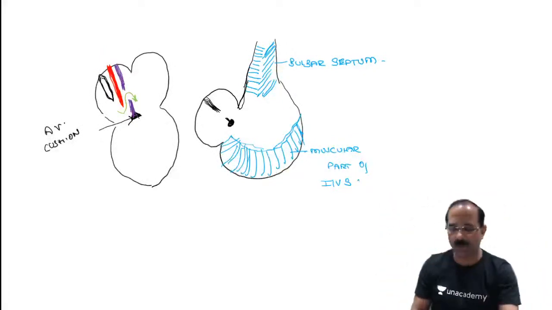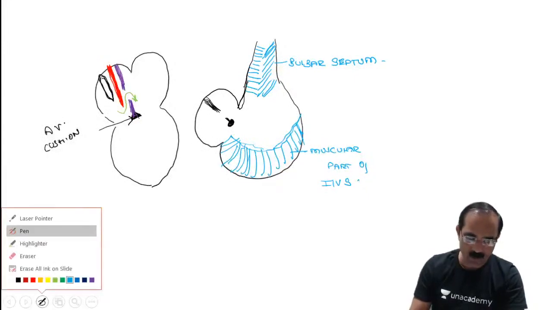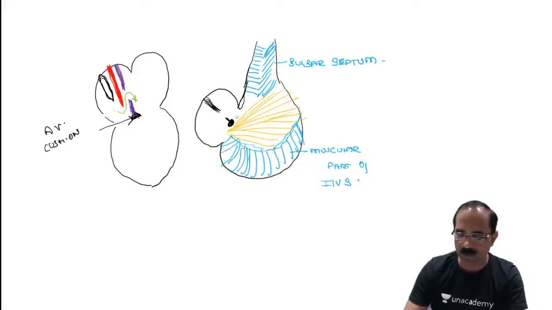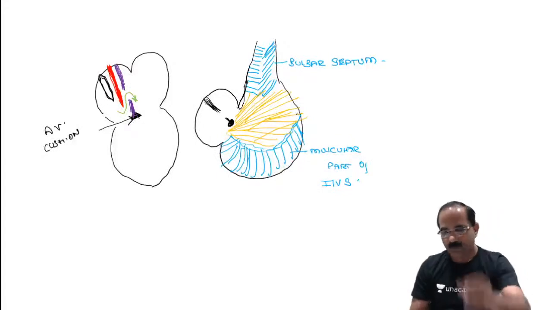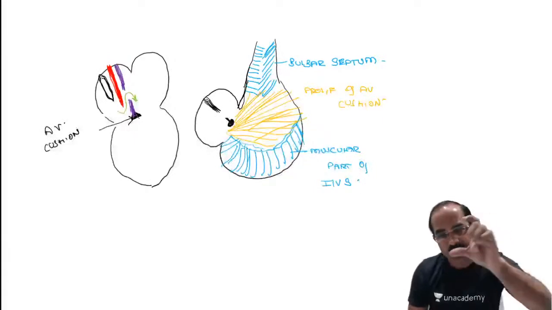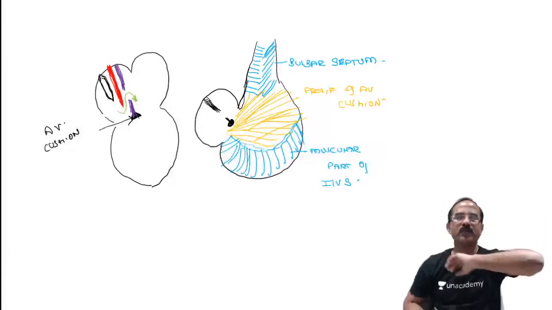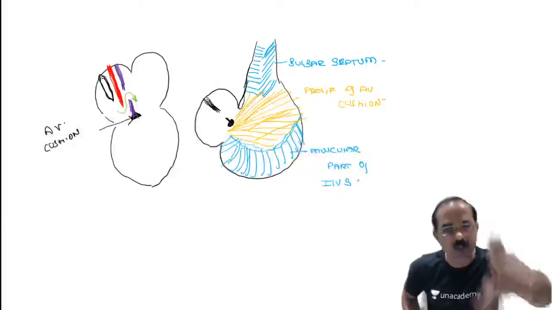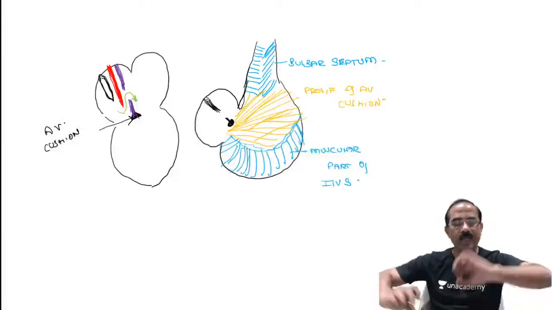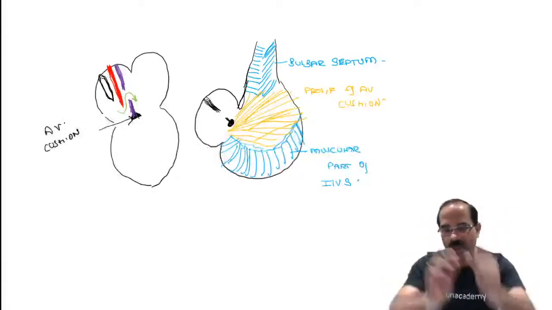In the conus, this bulbar part is formed, and this part left in between will be formed by the proliferation of AV cushion. Okay, this is the proliferation of AV cushion, right? So this proliferation of AV cushion forms the membranous part of the interventricular septum. So students, if the AV cushion is not there, there's going to be a defective interventricular septum as well as a defective interatrial septum. Is this MCQ clear?